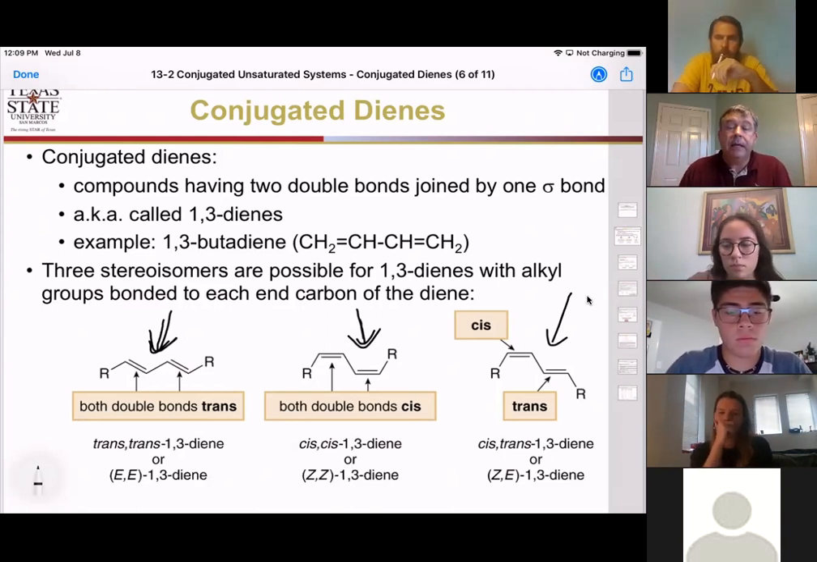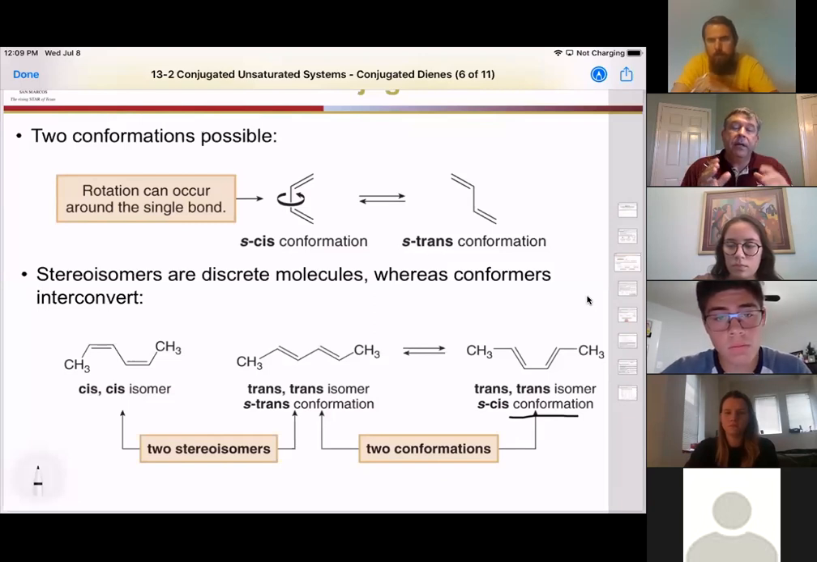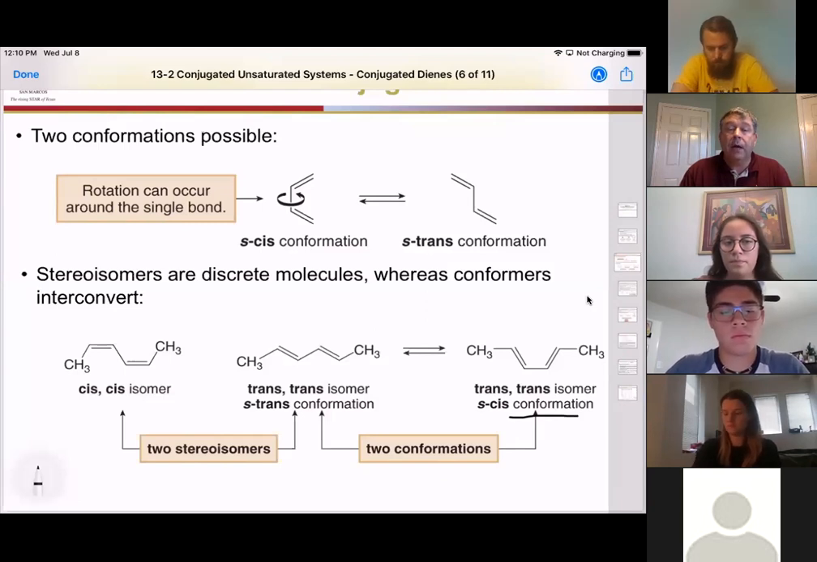But these are all unique stereoisomers because, again, we do not have free rotation on our double bond. But we do have rotation on that single bond between those two double bonds. Because that sigma bond has free rotation, we actually have conformers available. They can be in one conformation or the other. If the two double bonds are on the same side together, we call that the S-cis conformation. The S denotes that our double bonds are the parts that are together. Then we also have our S-trans configuration where they're on the opposite sides like this.